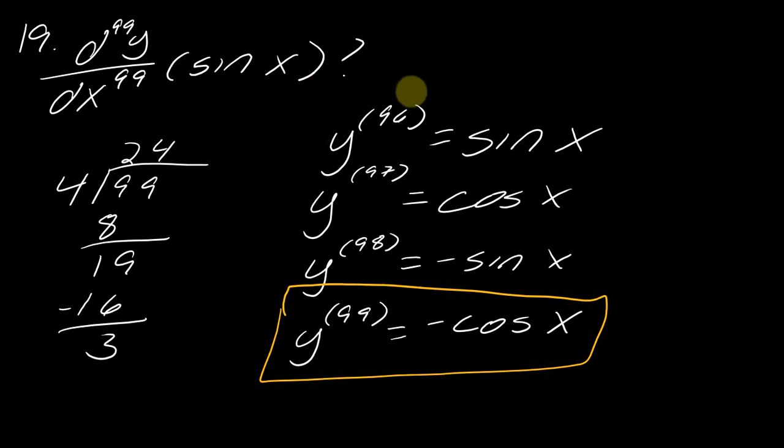And again, that 96 is going through the 4 cycles. Remember we just did this division, so 4 times 24 is 96. So I know that the 96th derivative will be back to sine, and then we can just finish the cycle that way.